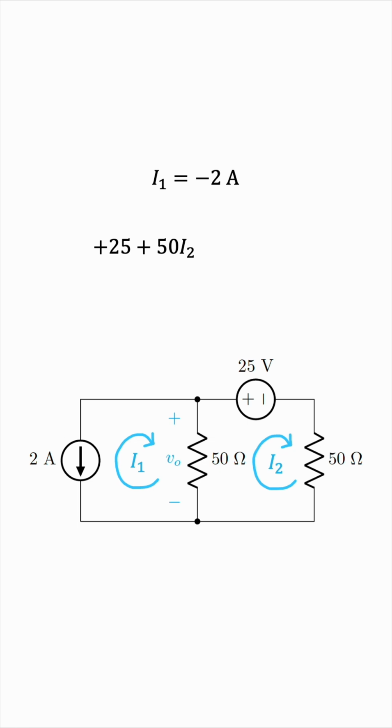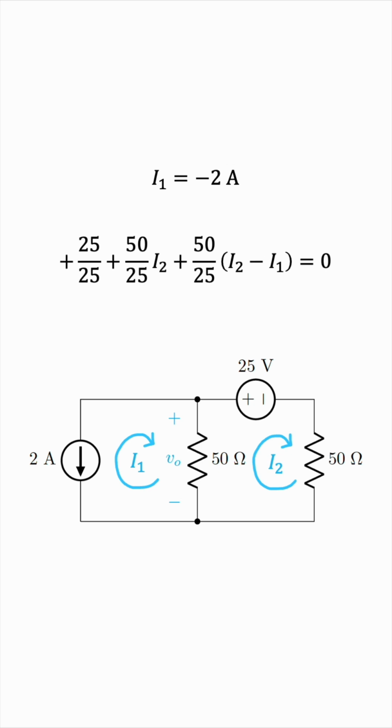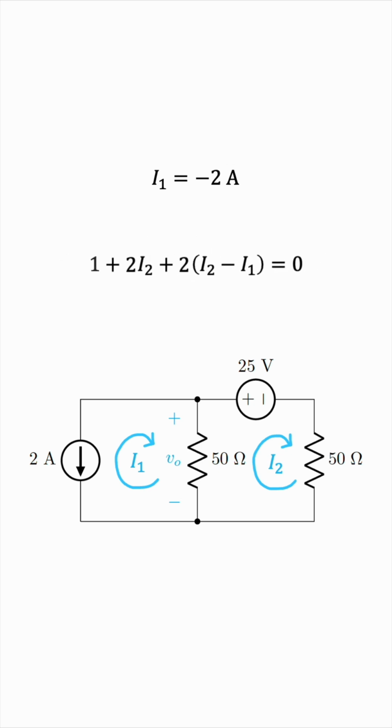And then for the resistor in the middle, we actually have a difference of two currents. So we'll have 50 times I2 minus I1, the current in the loop we're working with, minus the current from the other loop. And then all of this must be equal to 0 by KVL. Everything is divisible by 25, so we can divide everything by 25 and simplify the equation.